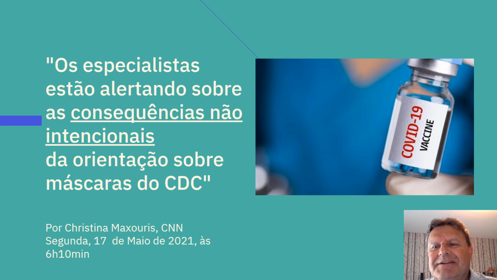Here's a great example that I just came across recently. Experts are warning about the unintended consequences of CDC mask guidance. That was in the news in May of 2021. And what they're saying in this article is that the Centers for Disease Control didn't anticipate the consequences of their decision regarding mask guidance. Excellent illustration of the fact that systems thinking is necessary and linear thinking happens even in the government.